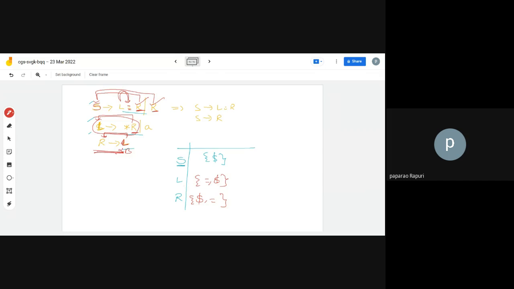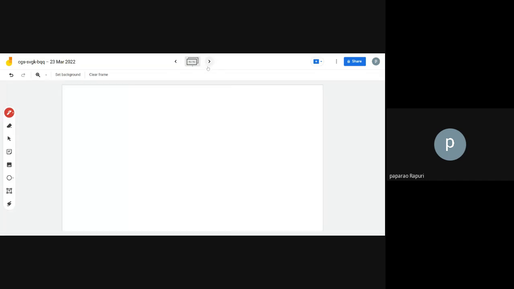Sir, one more GATE question, sir. This is asked for 2 marks. S derives small a, capital A, small b, capital B, slash small b, capital A, small a, capital B, slash epsilon. And A derives capital S, B derives capital S.